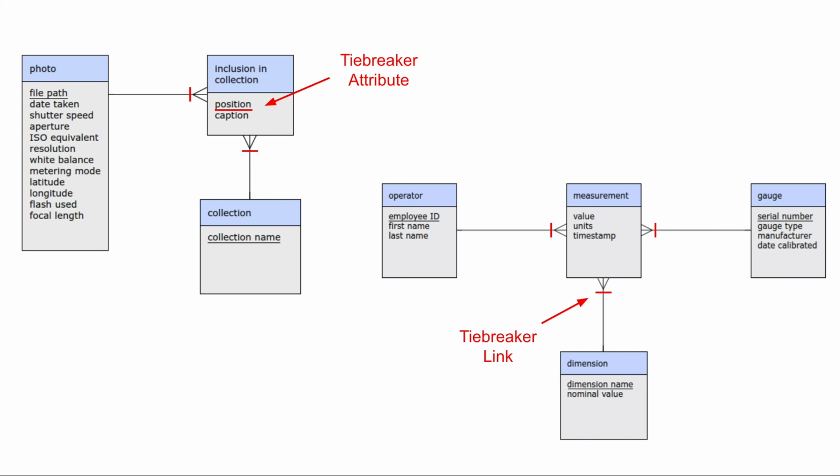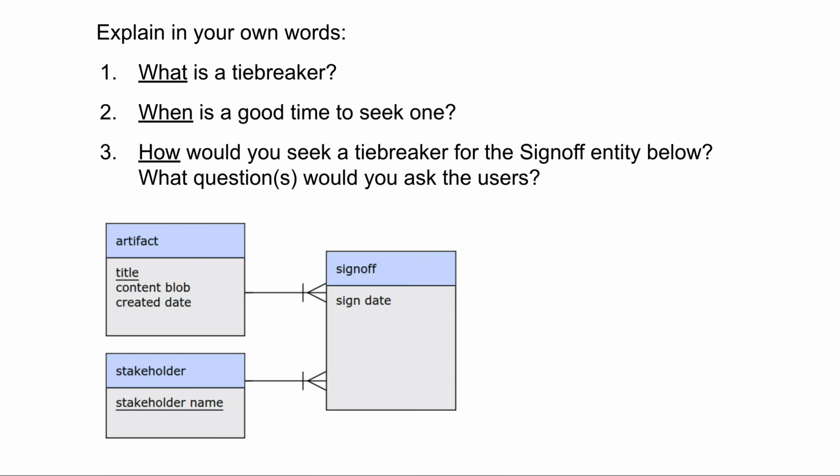For example, it's possible that the photo entity is under-identified with only a single bar. It might need a second bar, and the procedure for checking that is the same. So remember that seeking tiebreaker is actually an anytime, anywhere evolution. It's our job as modelers to keep the big picture in mind and notice potential situations where a tiebreaker might be needed. Now check your understanding.